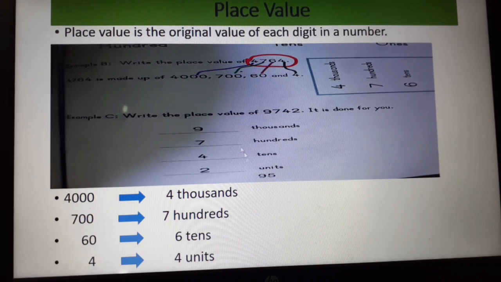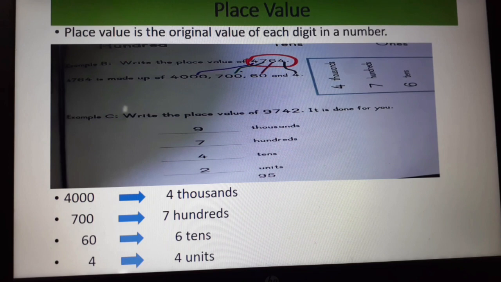Then in the number, the next digit is 6. 60. Yes, 60. The place value of 6 in the number 4764 is 60, and we can write it like this, 6 tens. Then the last digit, which is 4, sitting on the most right side of the number. The place value of 4 is 4 units or 4.